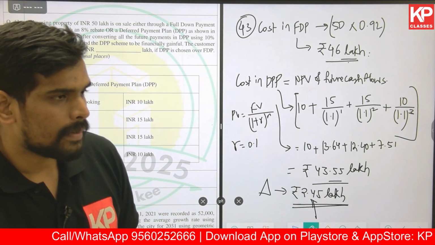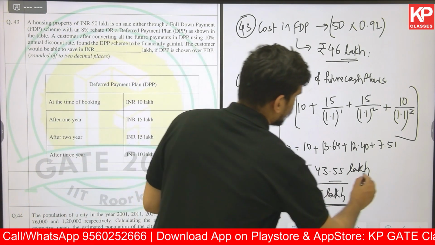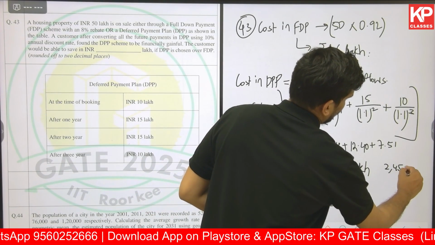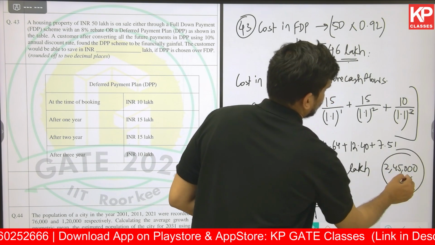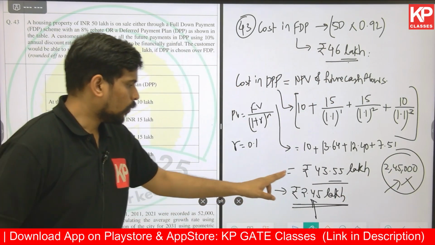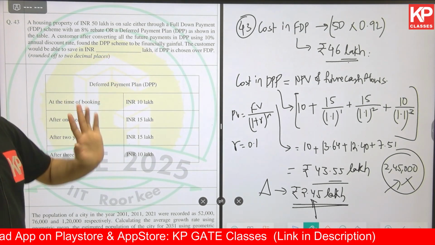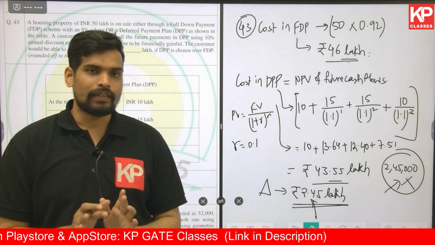So you should never make the mistake of typing the complete value of 2,45,000. If you do this, you will not get marks. That's an incorrect answer, because they're already asking for the answer in lakh rupees. Dash lakh, 2.45 lakh is the answer.